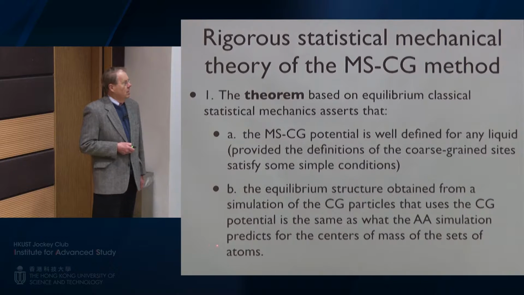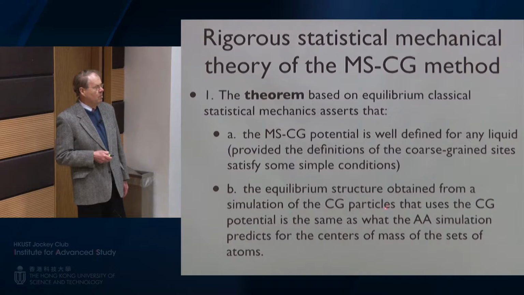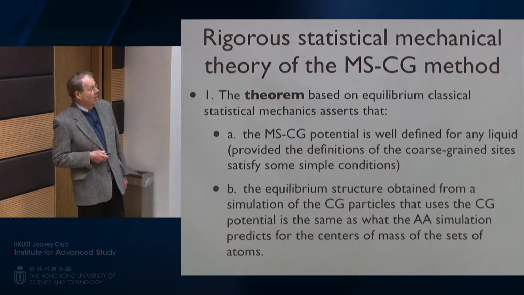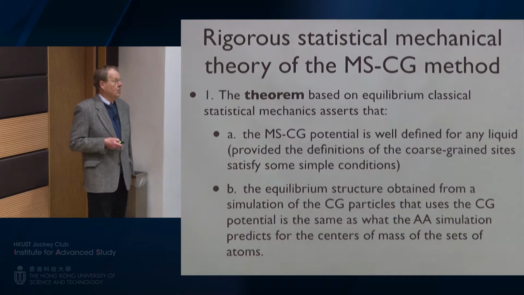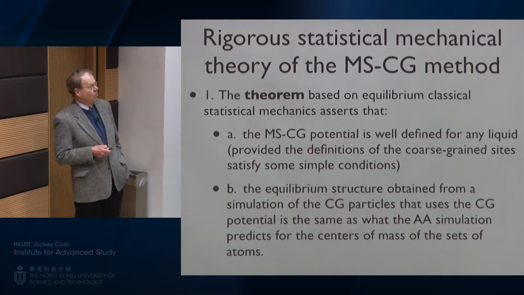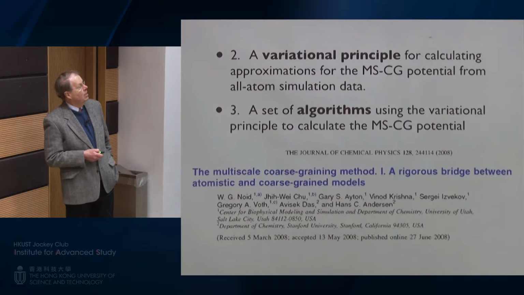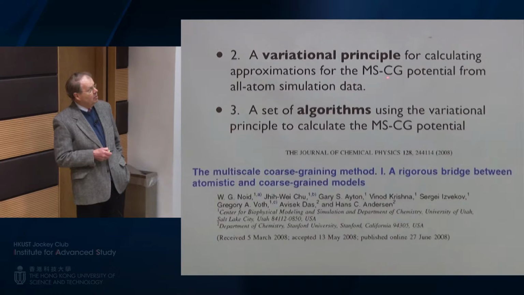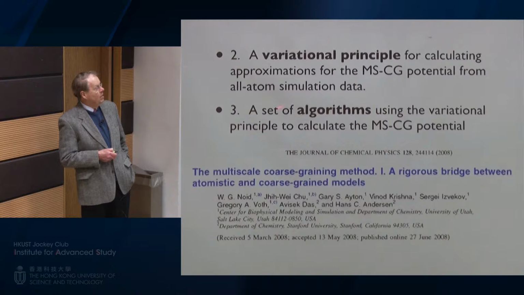Second, the equilibrium structure obtained from a simulation of the CG particles that uses the CG potential is the same as what the AA simulation predicts for the centers of mass of the sets of atoms. It's as if we just use that CG potential, what we'll learn about the centers of mass is exactly what we'd learn if we did the all-atom simulation. Then we developed a variational principle for calculating approximations to that coarse-grained potential and a set of algorithms using this variational principle to calculate the MSCG potential.